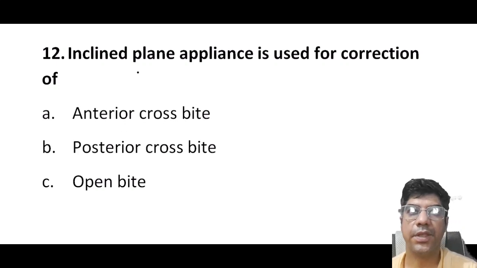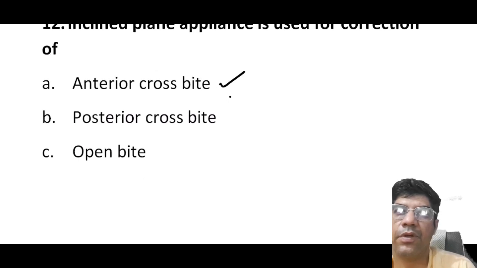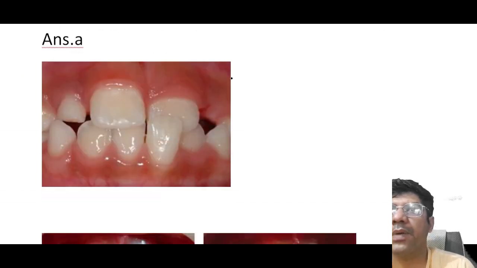So coming to the next question, the inclined plane appliance is used for the correction of what? The answer is anterior crossbite. The inclined plane appliance is used for the correction of anterior crossbite. So this one is the anterior crossbite.